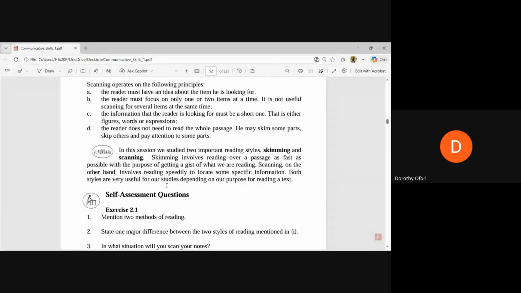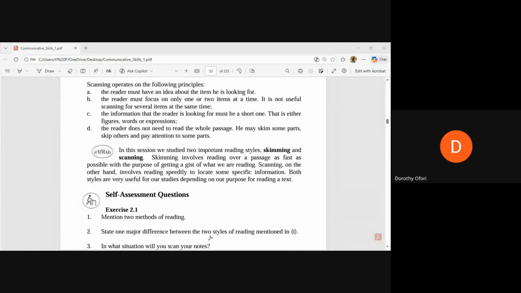Okay. It is also important in dictionaries. We normally scan dictionaries a lot. You are looking for the word examination. You just flip through, go to the E column, go to where X is, and you have your answer.